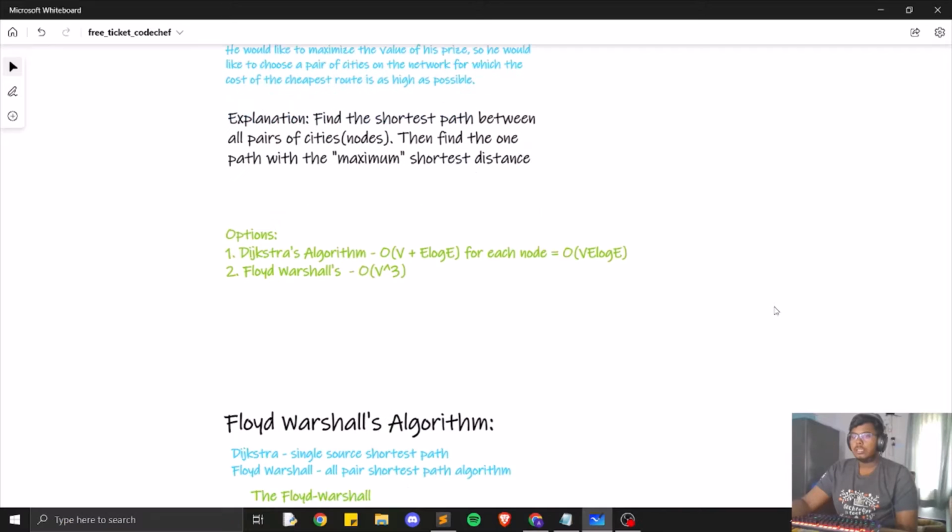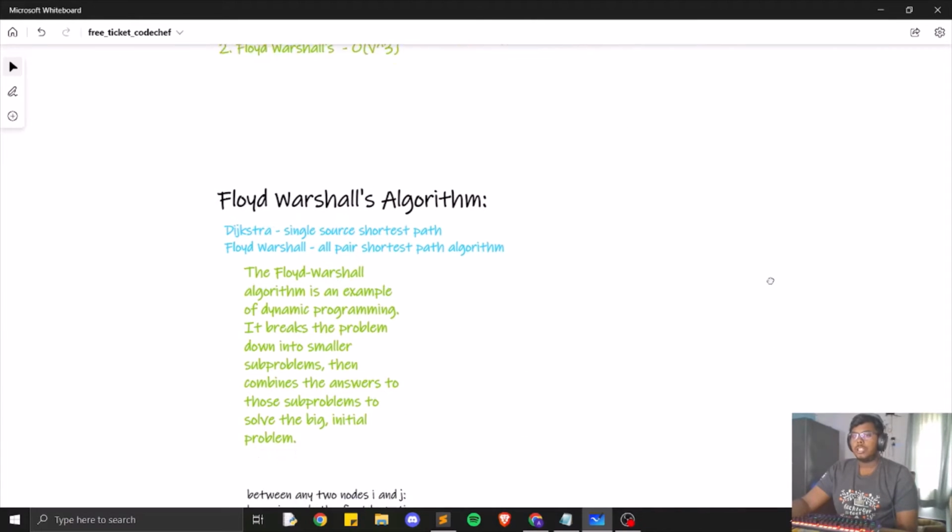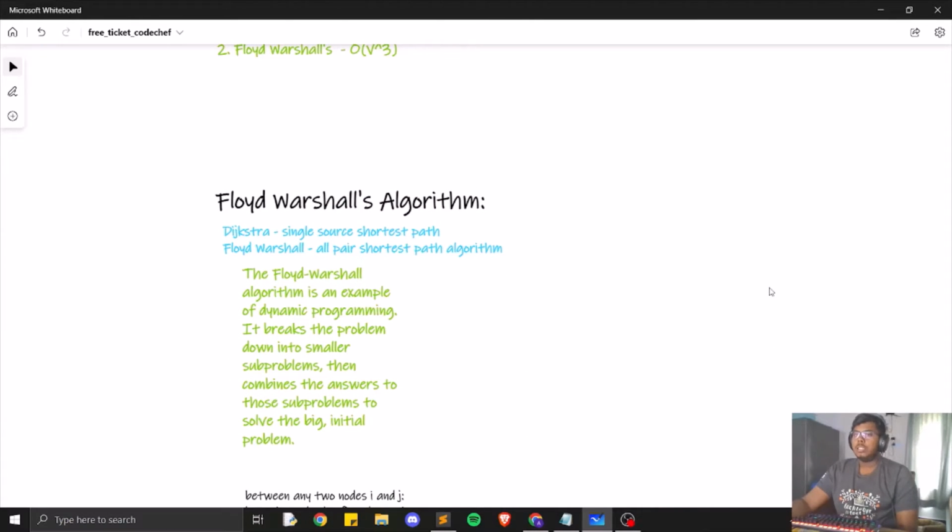So now let us see what is Floyd-Warshall's algorithm. As we know, Dijkstra is a single source shortest path algorithm, which means that it finds the shortest path between one source node and all the nodes. But on the other hand, Floyd-Warshall finds the shortest path of each pair of nodes in a graph. And the Floyd-Warshall algorithm is an example of a dynamic programming problem.